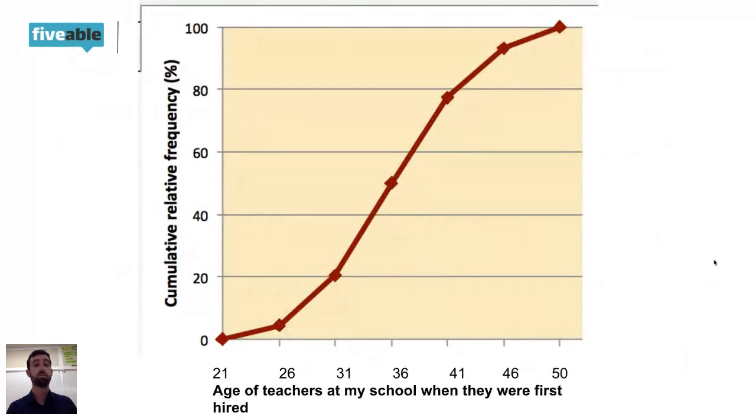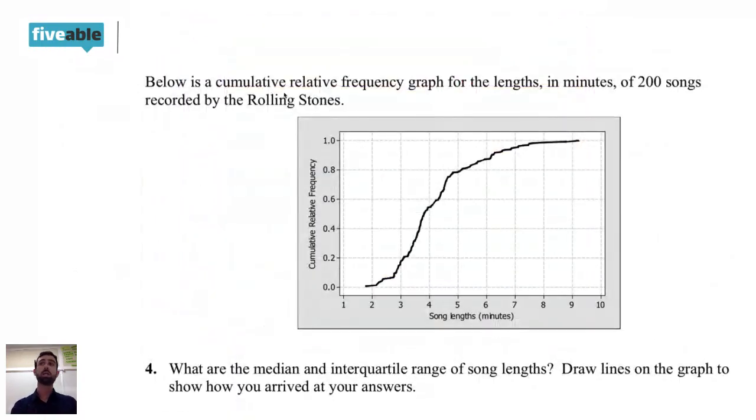Cumulative relative frequency graphs. Let's try some examples because the best way to learn stats is to actually do it. So below is a cumulative relative frequency graph of the length in minutes of 200 songs recorded by the Rolling Stones. We want to know what are the median and interquartile range of song lengths. Draw the lines on the graph to show how you arrived at your answer. So I'm going to go back to my dot cam so we can actually work on this one together.